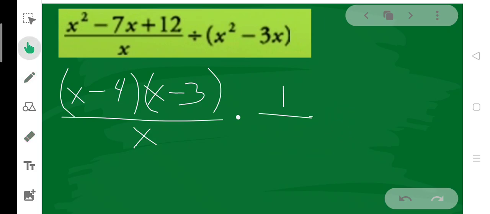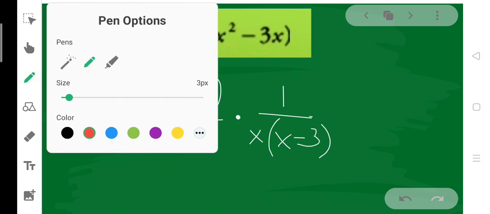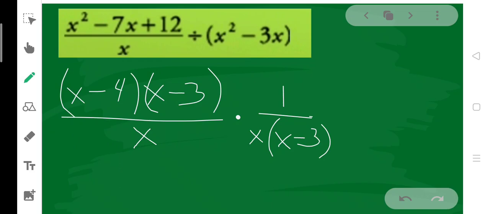So, the common monomial factor of x squared minus 3x is x. Another factor would be x minus 3. Okay, so I can cancel out the common factor in the numerator, which is x minus 3. So, x minus 3 divided by x minus 3 becomes 1. x minus 3 divided by x minus 3 is also 1.